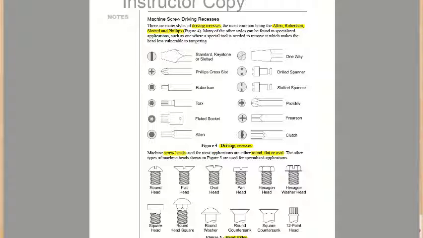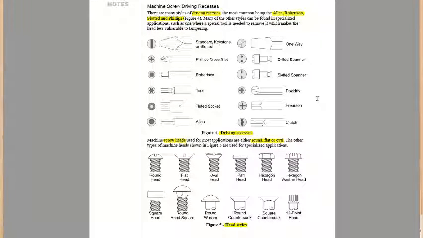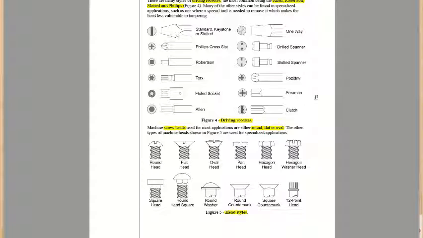When we talk about driving recesses, Figure 4 shows a bunch of them. Allen, Robertson, Slotted, and Phillips are the most common. Figure 5 talks about head styles for machine screws. Most applications are either round, flat, or oval.